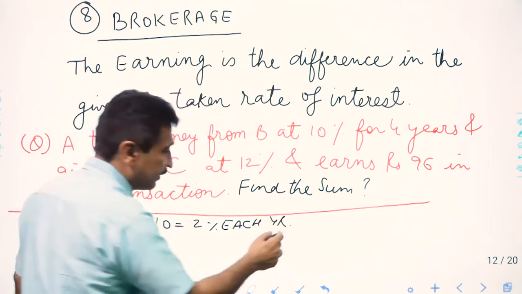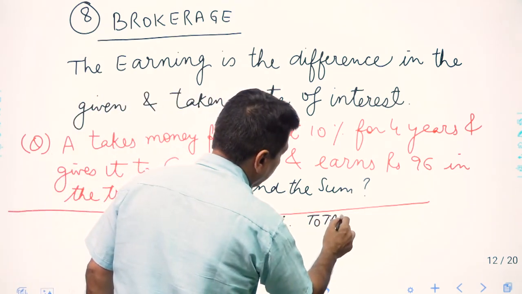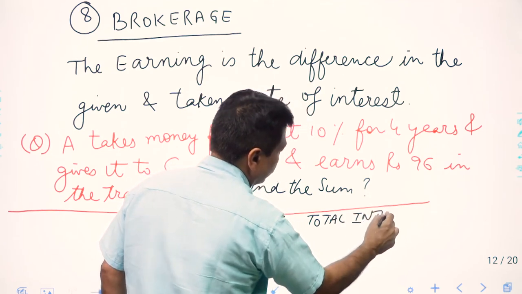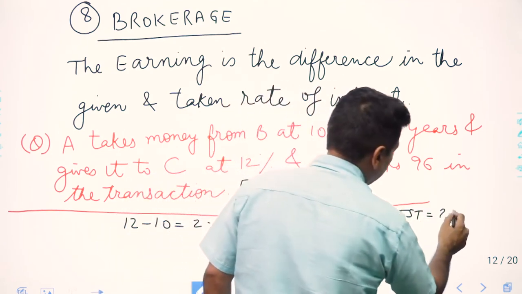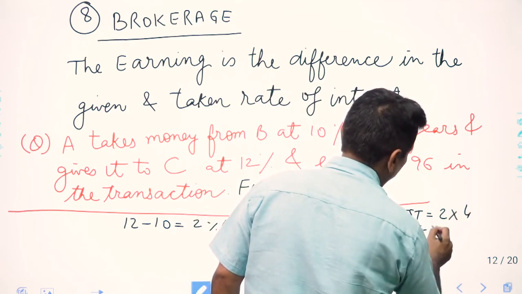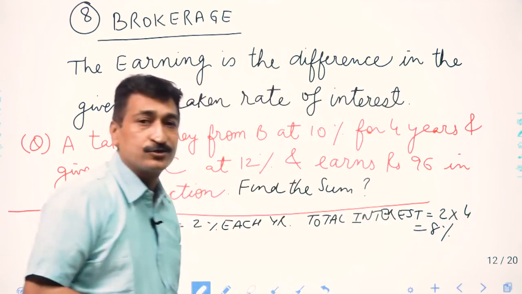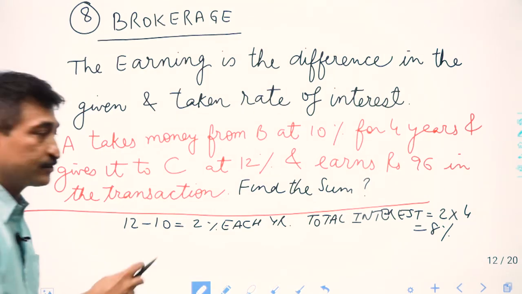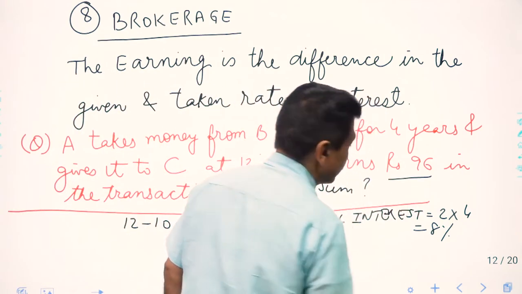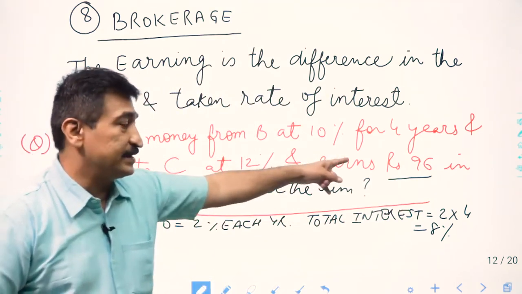So total interest earned is 2% each year for 4 years. So 2 fours are 8%. This is his total earning, total interest, and this earning is given to you. He earns rupees 96. His earning in rupees is given, 96.